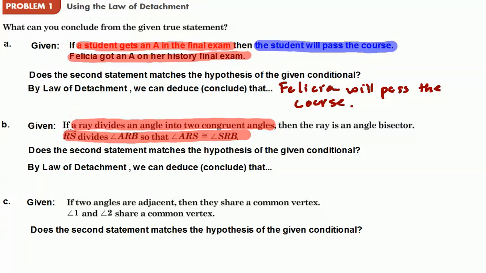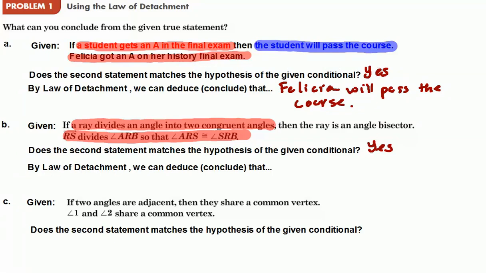A ray. Well, this is a ray. RS is a ray because I can see that from the symbol. Divides, it does divide, both divide, an angle, the angles ARB, into two congruent angles. Those angles are ARS congruent to SRB. Both of them are angles. It is saying the same thing. So therefore, does the second statement match the hypothesis of the given conditional? That's a yes, as it was a yes for part A. Okay, the second statement did match. So both of these match.